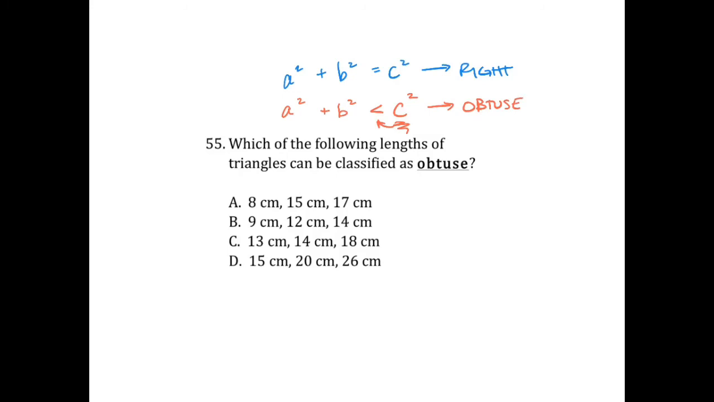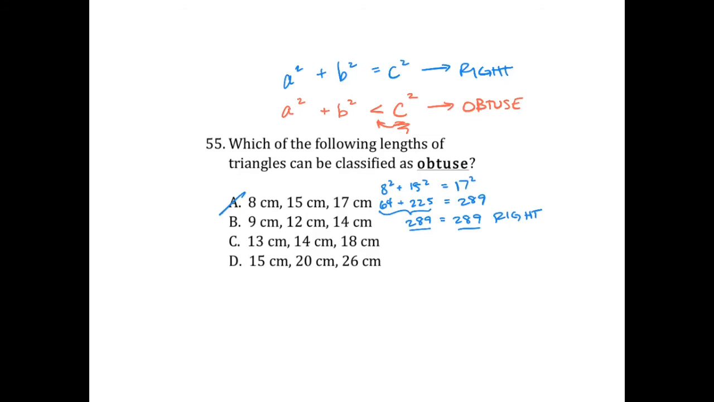So let's test some of these out. Let's test out 8 squared plus 15 squared and see if that's bigger than 17 squared, or if 17 squared is bigger and we have an obtuse triangle. So I just plugged the numbers in my calculator and I got 64 for 8 squared, 15 squared was 225, and 17 squared is 289. When I add these two terms together, I get 289 equals 289. So because it works together just right, I know that that's a right triangle. So that's not going to be the right answer.